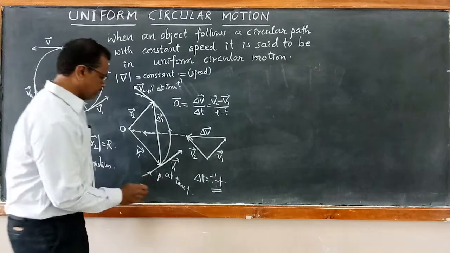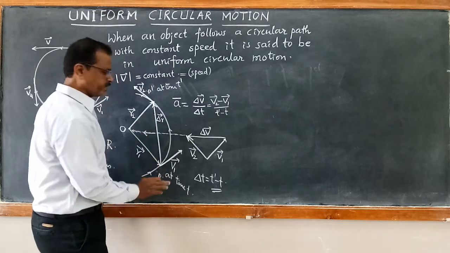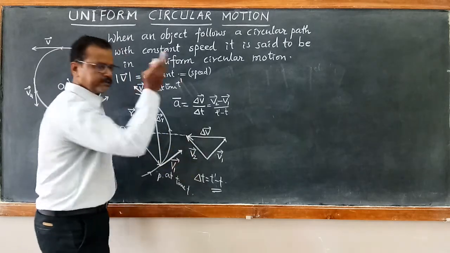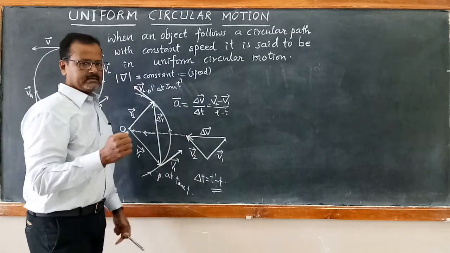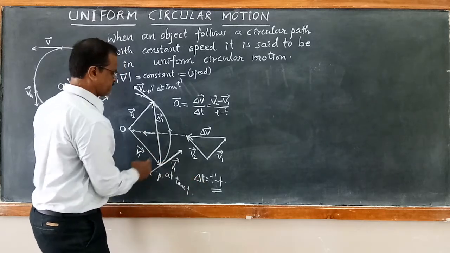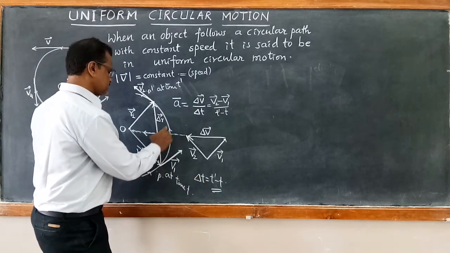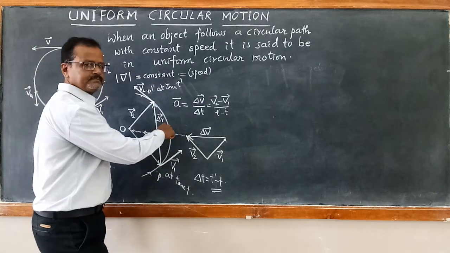Now I want to find out the instantaneous acceleration at this point P. So next what I will do? I will reduce this time interval. Suppose this time interval delta t is 1 second. Now I am going to reduce it to 0.5 second. If it is 0.5 second, then the particle will be still closer to this point P. After leaving here, it will be somewhere here, right?